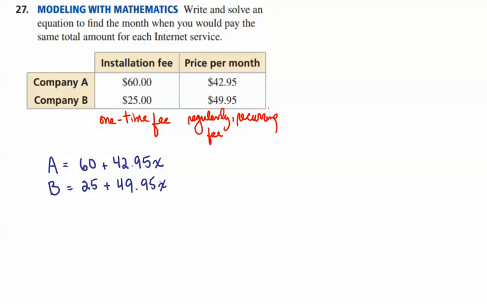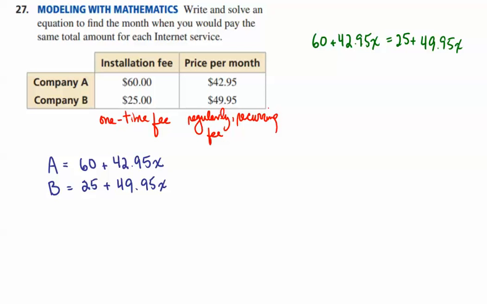Well, if we want to find out the month when we would pay the same total amount for each of the internet services, all we would do is set these two equations equal to each other. And we would do that by saying, I'll write them up here on the top, 60 plus 42.95x is equal to 25 plus 49.95x. I have an equation with variables on both sides. So this is another example of a problem that would result in an equation with variables on both sides.